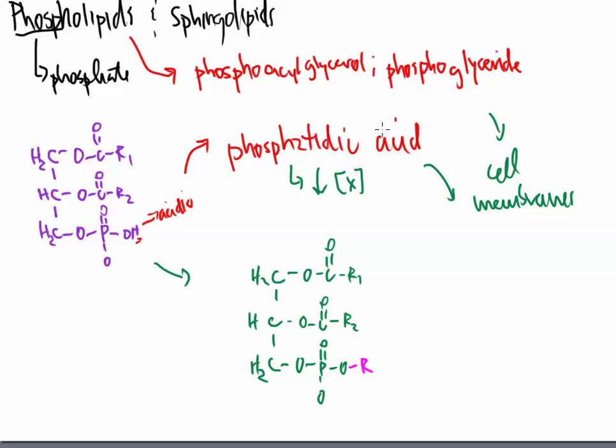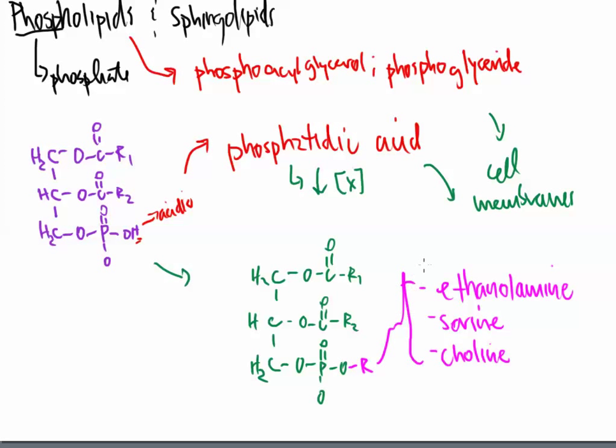So let me say that again. Most of the time this R group is going to come from something that we call ethanolamine, or it will come from serine, an amino acid, or it will come from choline. So either one of these is traditionally commonly used to go there. So there's proper terms that we use to call these: a phosphatidyl ethanolamine, a phosphatidyl choline, a phosphatidyl serine.